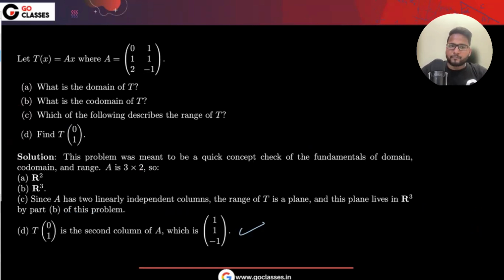Okay. So the range is nothing but the column space, which is a plane, right? Because these are just two vectors, and both are linearly independent. A plane, which is in R3.